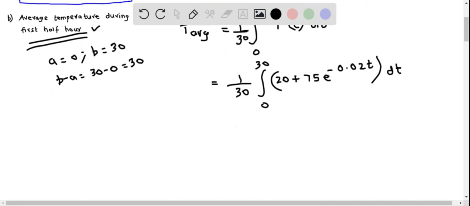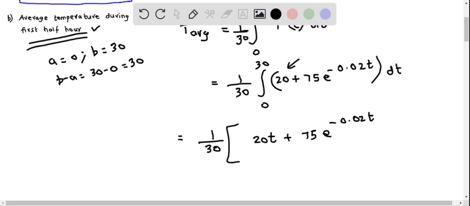Now we can split this into two integrals. That is, this will become 1 by 30. I put the square bracket and then integrate. Integration of 20 is 20 dt. So I can write down this as 20t plus integration of e raised to the power of negative 0.02 t. This will become e raised to the power of negative 0.02 t divided by this constant, that is negative 0.02, and then we have to evaluate within the limits 0 to 30.